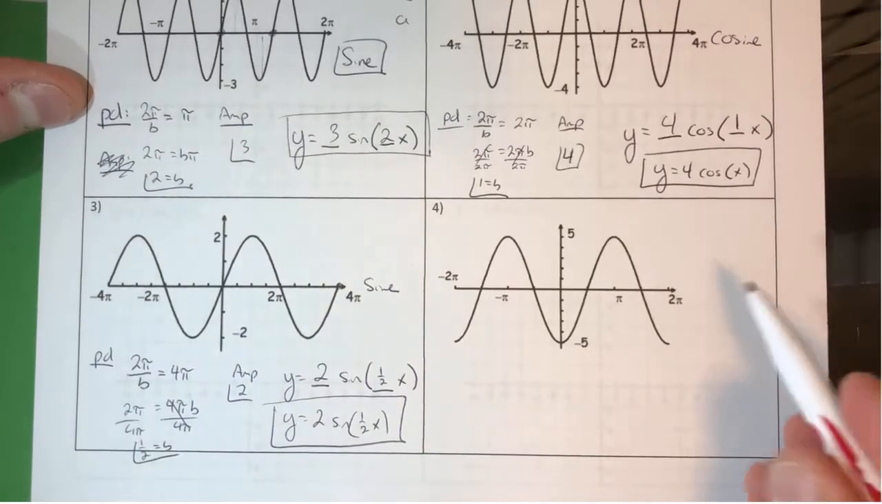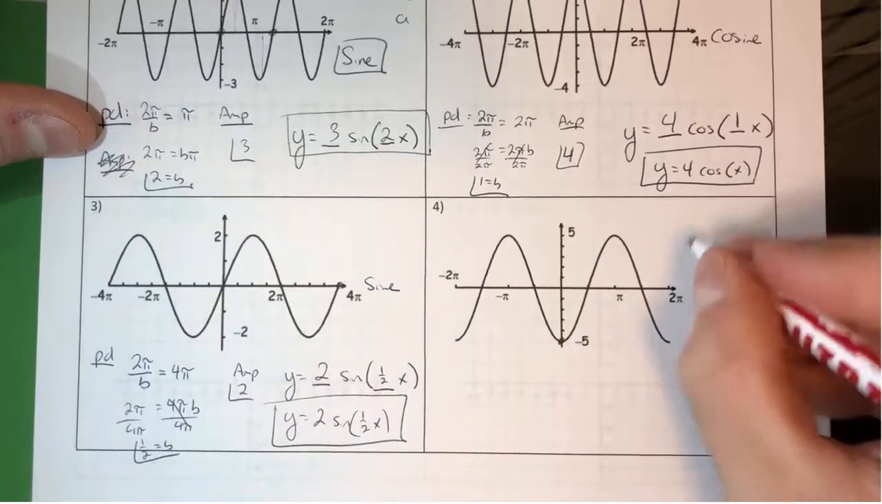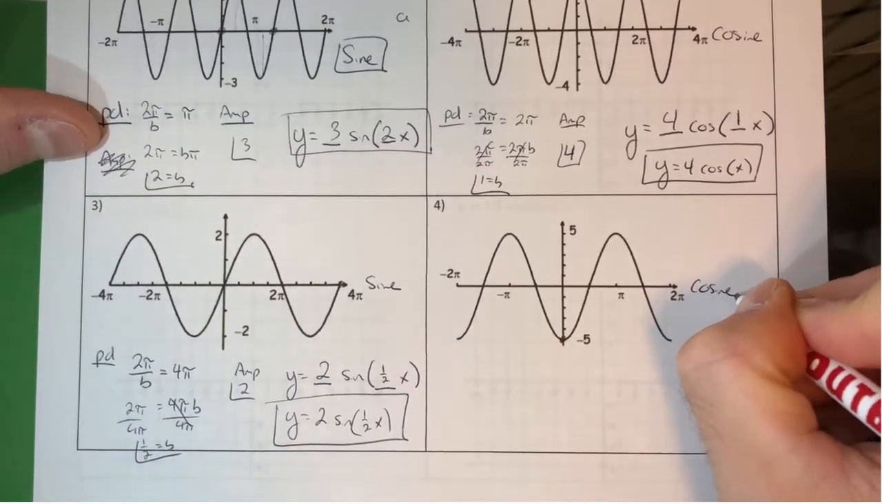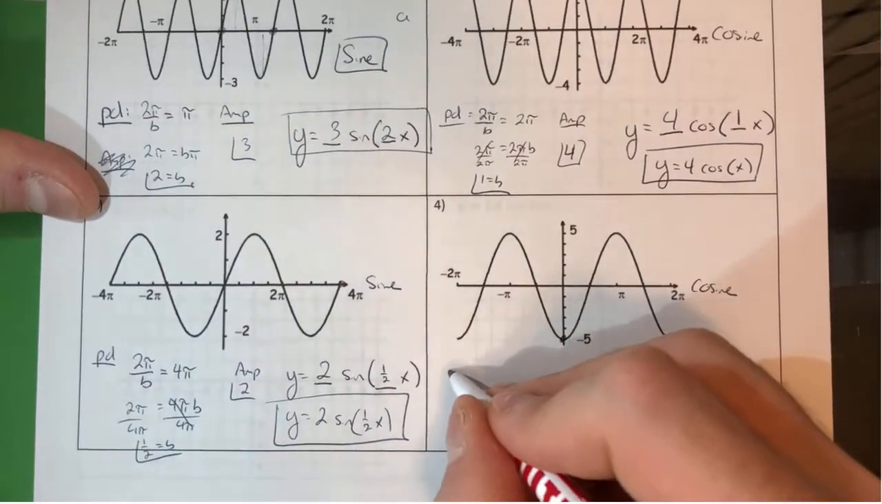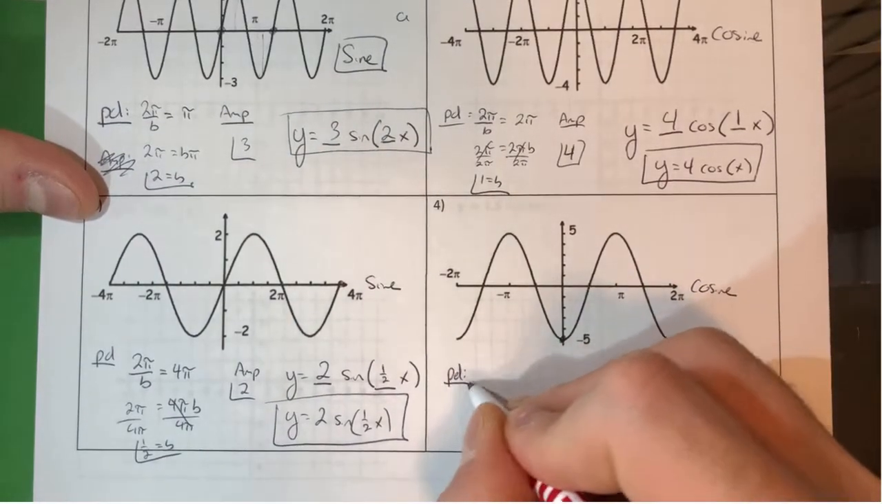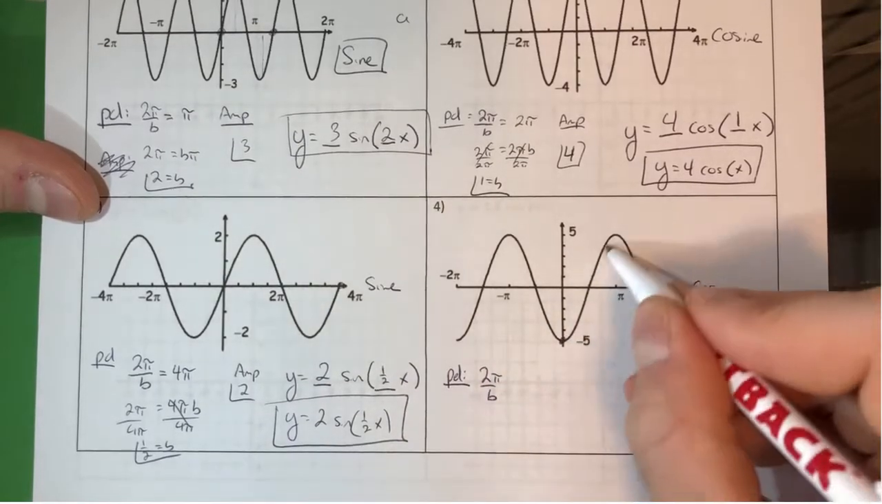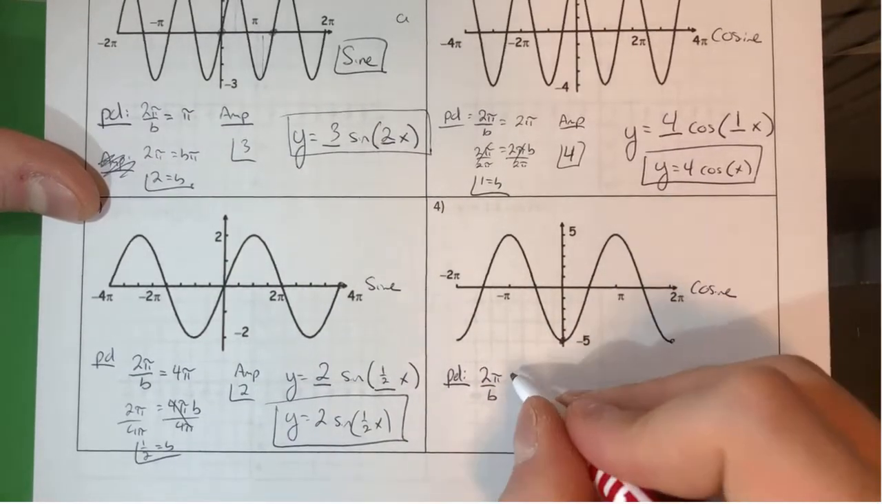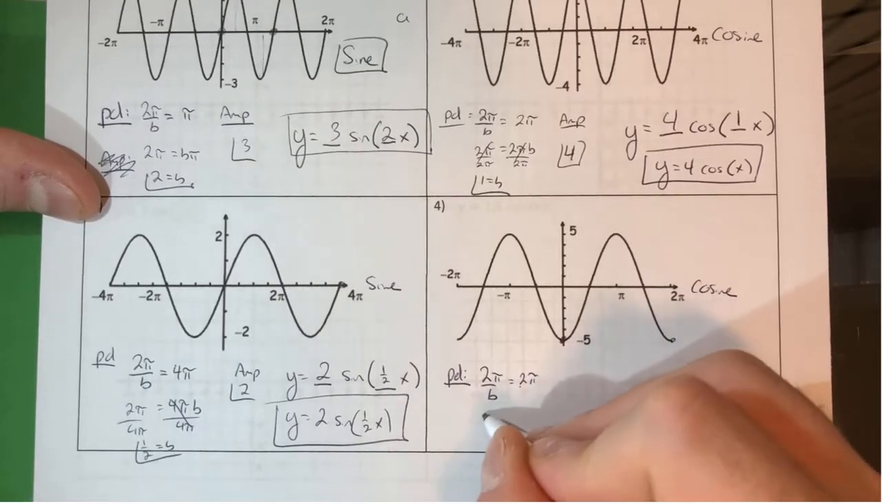And so the last section, we notice it starts at a peak or a trough, so this must be a cosine graph. Let's go ahead and figure out how this goes. Well, the period normally would be 2 pi over b, and I notice that it repeats itself at 2 pi. Again, this is going to be a 1.